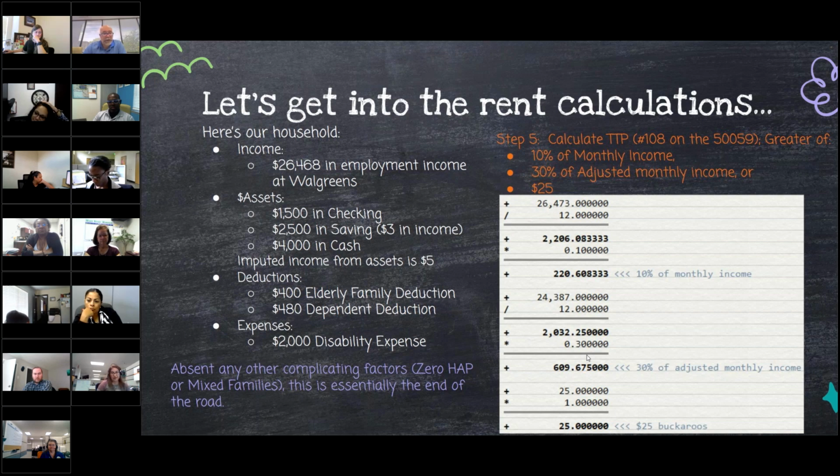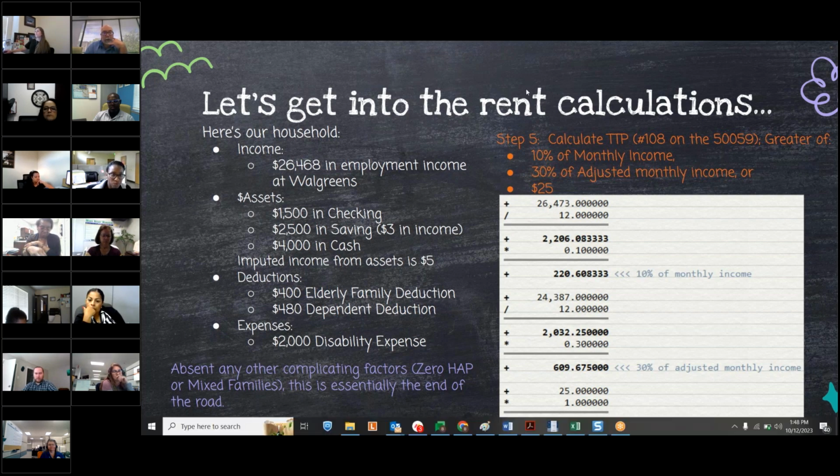$25, we certainly have our share. We have several households where that's the amount they pay. Some may lose a job but then gain another job. They may go back and forth. Some are just kind of stuck at that $25. That's okay. The 10% of monthly income is pretty rare. I think I've seen it 3 times ever. Usually it means it's a whole lot of deductions, either childcare or medical. But in this case, the TTP would be the 610.